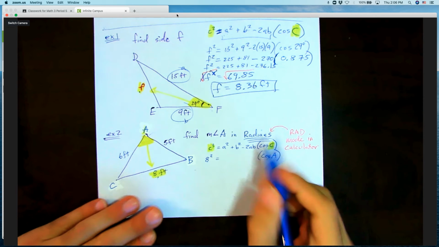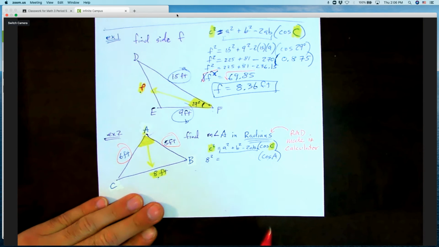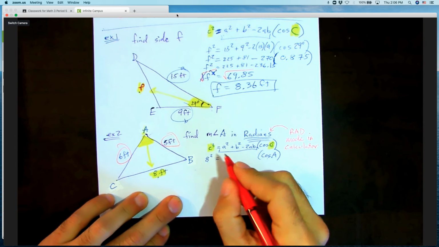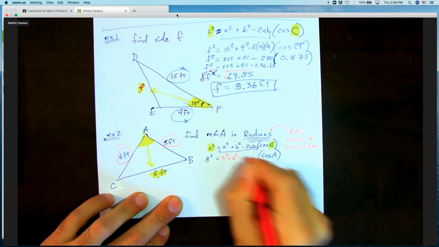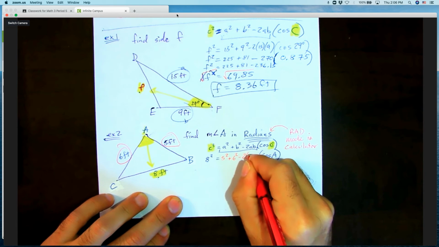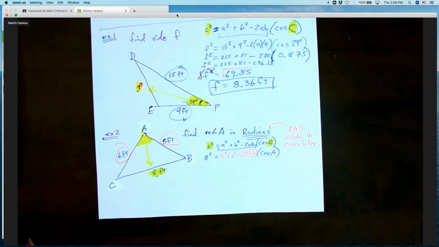Now, what's in the middle? All this stuff is pretty much just, think about it, the other sides involved. It doesn't matter which is which. I can make this 5 squared plus 6 squared minus 2 times 5 times 6. You see? So just keep in mind, the only thing you're looking for with the law of cosines is the angle of interest and the side across from it.